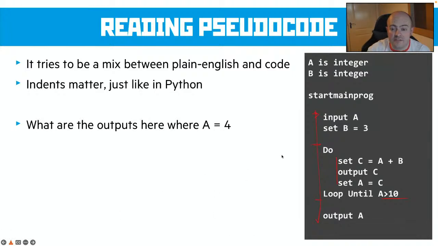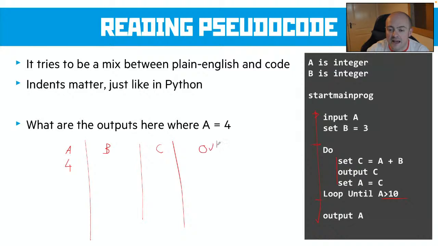Right, let's try this out. Let's start where A is 4. Now I'm going to make a little table here so I know what's going on. A and B are my values. I've got C as well that I need to keep track of because you can see that here. And I also want to see what my outputs are. So I'd make my little table like that just to make my life easier.